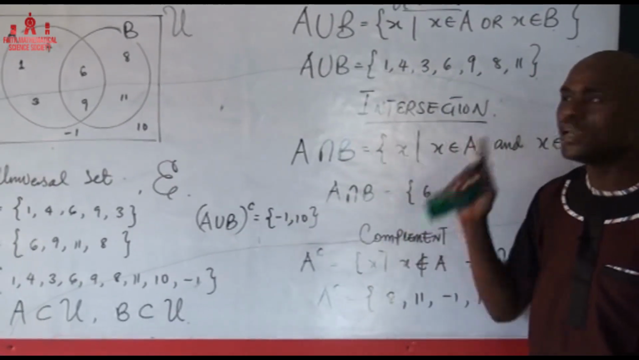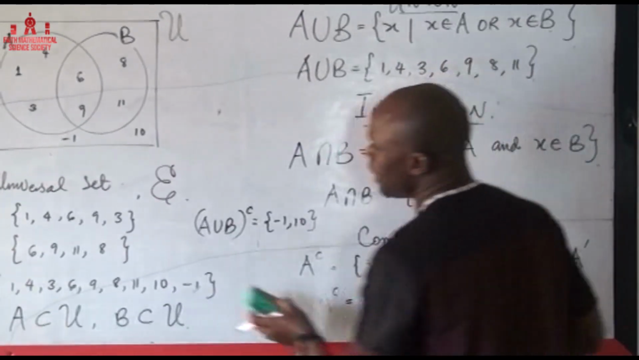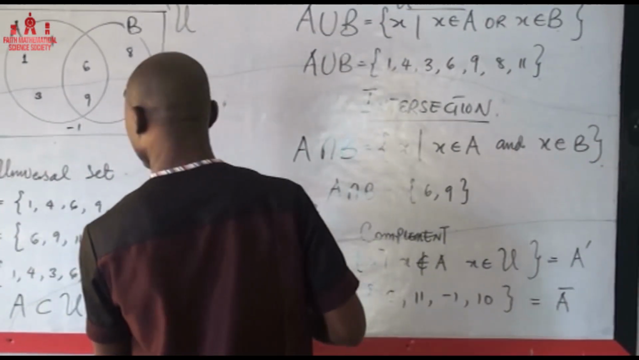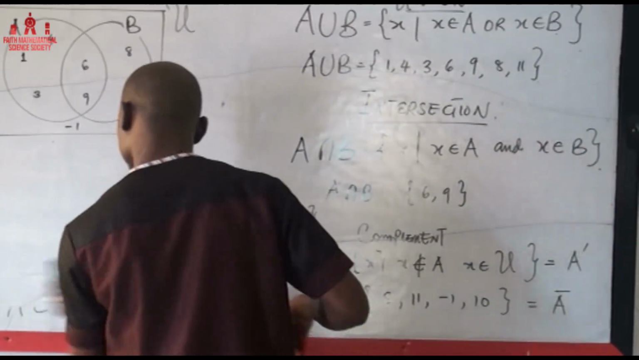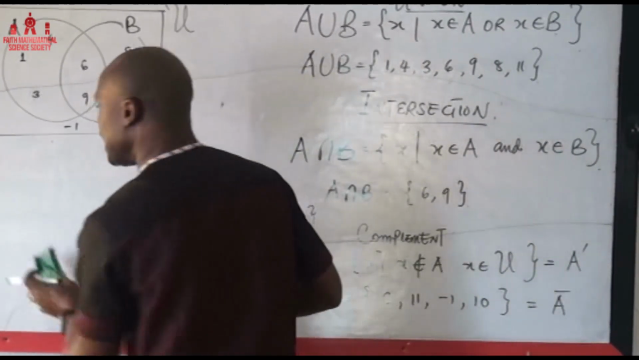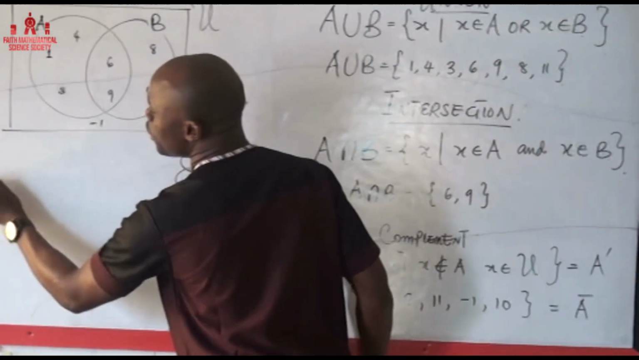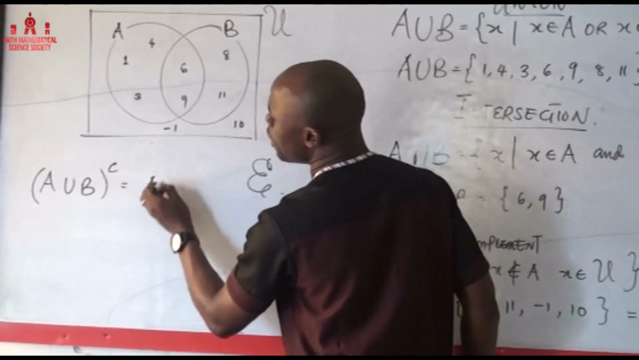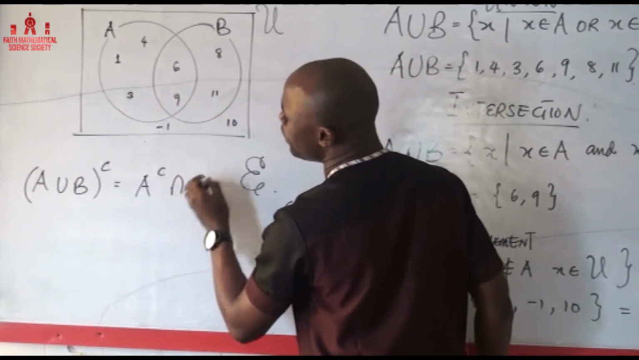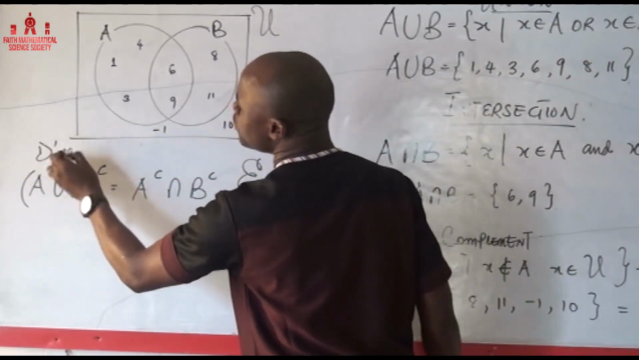That takes us to a very, very important part of what I want to explain now. Permit me to put this off. And that takes me to what we call De Morgan's theorem. De Morgan's theorem simply says that the complement of A union B is the same thing as A complement intersection B complement. That is what we refer to as De Morgan's theorem.